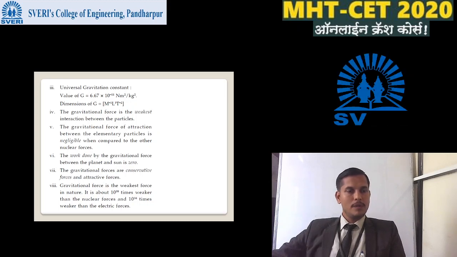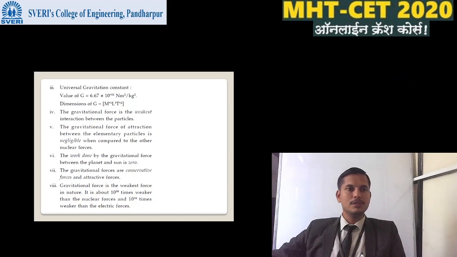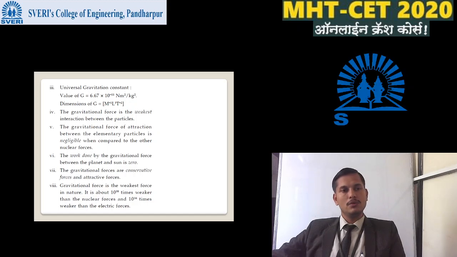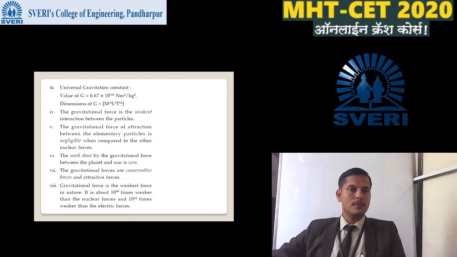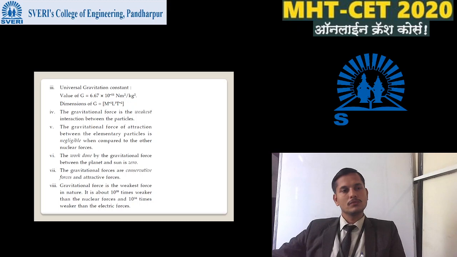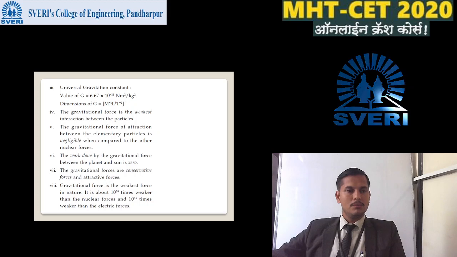So this capital G is nothing but the universal gravitational constant. Its value is given, that is 6.67 into 10 raised to minus 11 Newton meter square by kg square. Its dimensions are also given. The gravitational force is the weakest interaction between the particles. The gravitational force of attraction between the elementary particles is negligible when compared to the other nuclear forces.